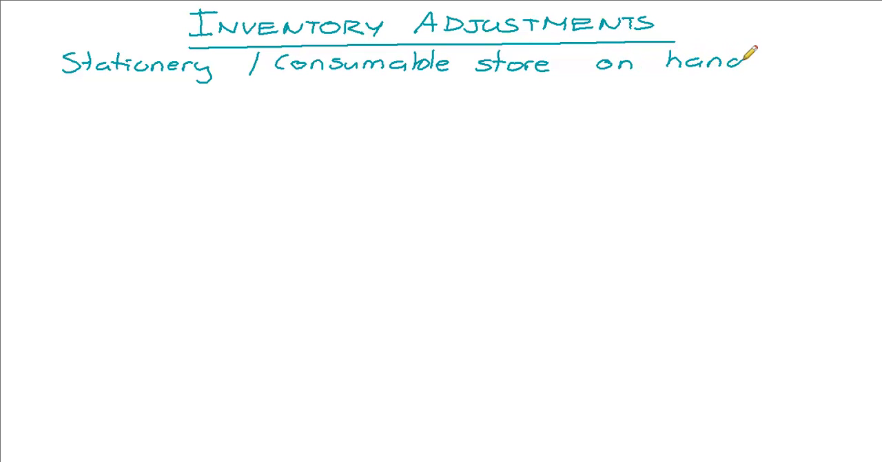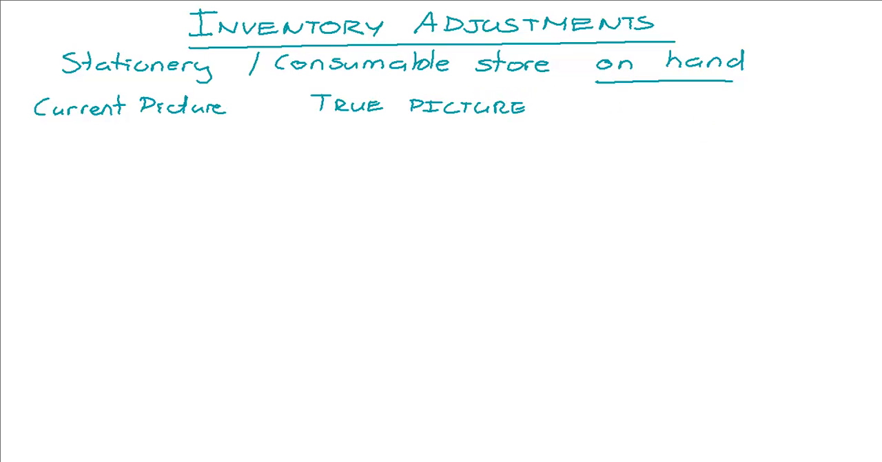So a question will typically state something like stationery on hand amounted to 300 Rand, or consumable stores on hand amounted to 300 Rand. And we need to interpret that. So we will have, as with all adjustments, a current picture and a true picture. So let's see. Current picture and the true picture of expenses and assets.